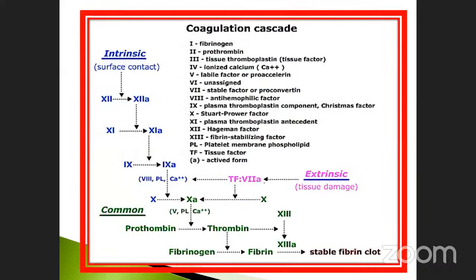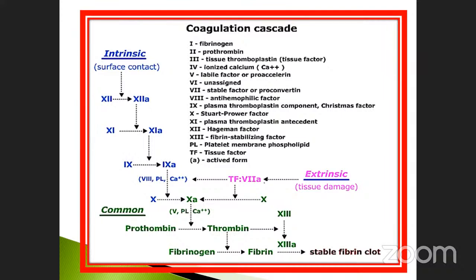Next, the coagulation cascade. We already discussed that there are 14 factors. Just note it down, my dear students, starting from fibrinogen and finishing at the end with the active forms. See here, factor 13. These are the other ones. Here the eighth one, see, the anti-hemophilic factor. Note it down, my dear students. This is the blood clotting mechanism.